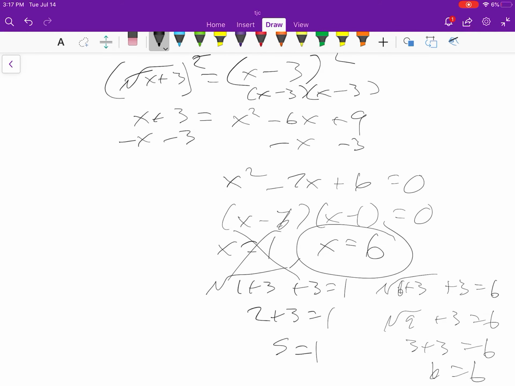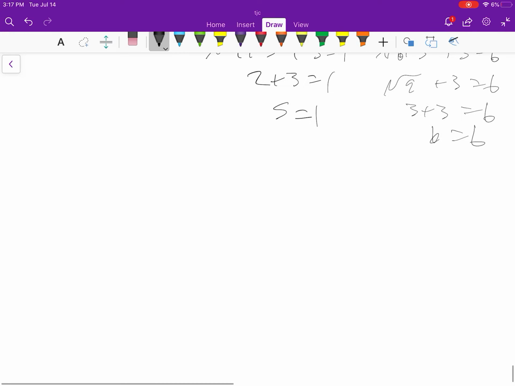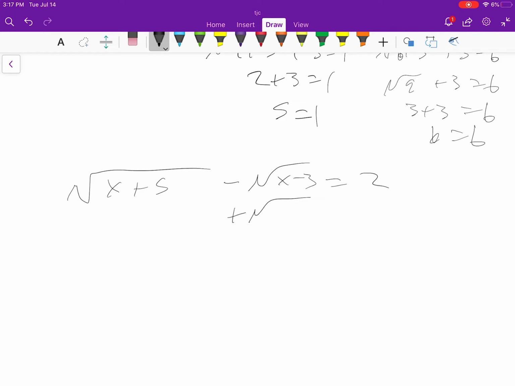What about if you have more than one radical expression? Let's look at one of those. So here it has 2 radical expressions in the equation. Well, if you look at the steps, it says move all but one radical to the right-hand side. So I need to move everything but the one radical to the right-hand side.